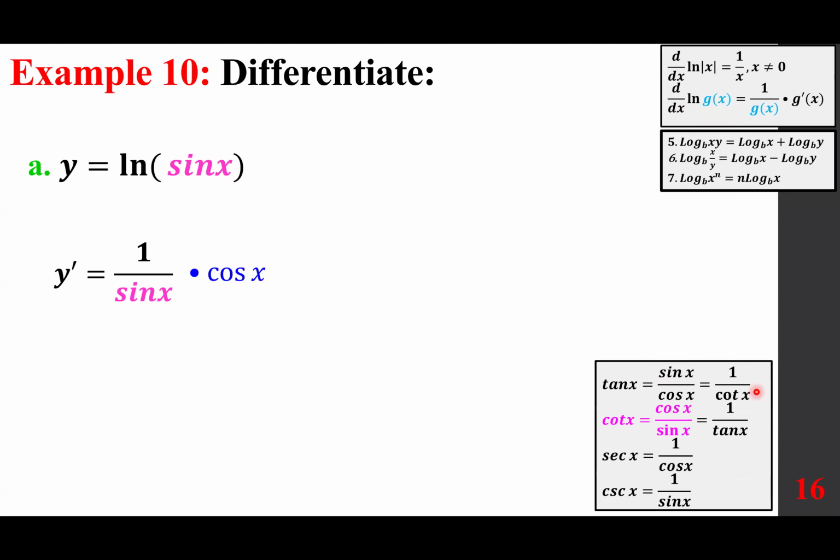Reminding you, tangent is sine over cosine, or 1 over cotangent. Cotangent is cosine over sine, or 1 over tangent. Secant is 1 over cosine. Cosecant is 1 over sine. Therefore, we should recognize this as cotangent x, and we are done.